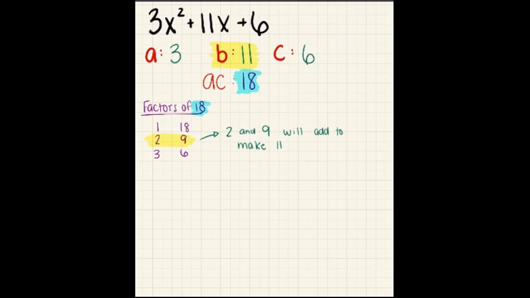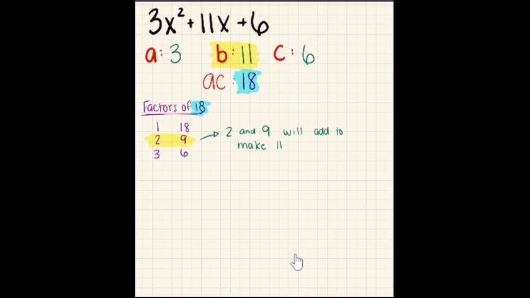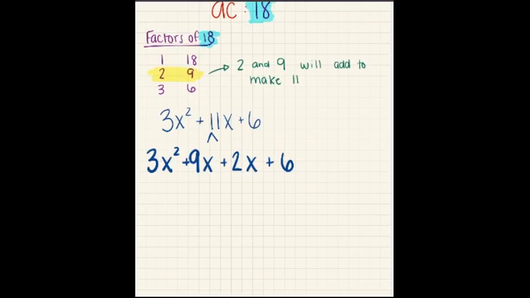The next thing we want to do is take our original middle term and split it into our two new factors. From there, we can factor by grouping and come out with our final factored form of this trinomial.